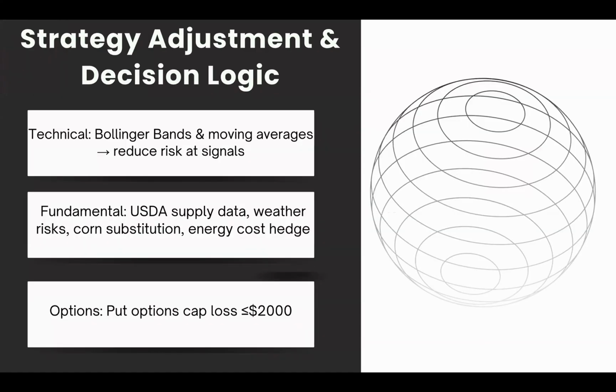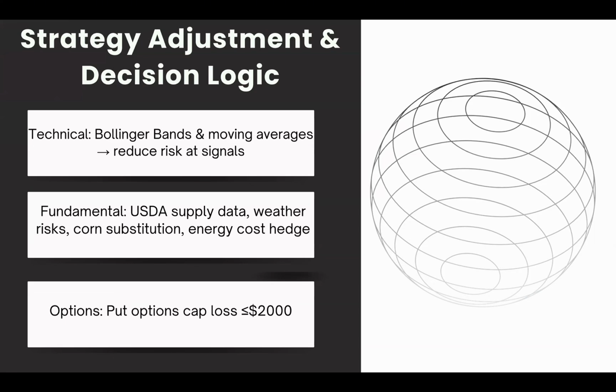Our strategy adjustments followed three main dimensions. First, technical analysis. When Bollinger Bands showed prices approaching the upper band around 534 cents, we reduced positions to lock in profits. When short-term moving averages flattened after crossing the long-term averages, this signaled weakening momentum, and we also cut risk exposure.